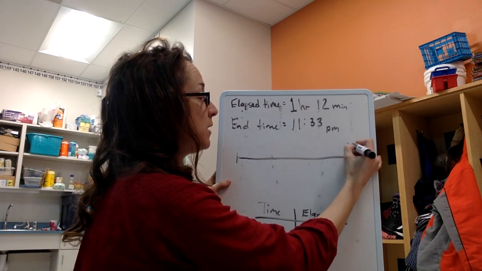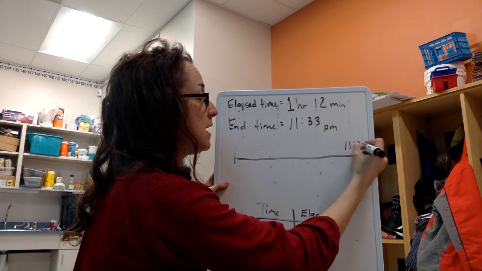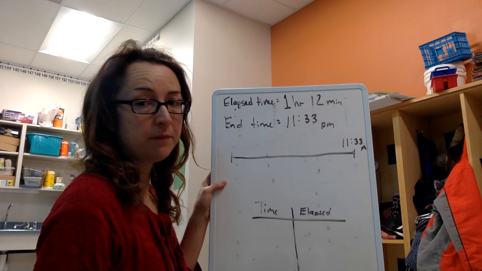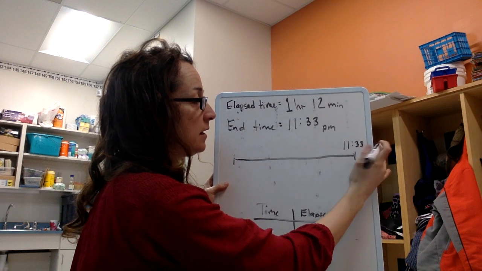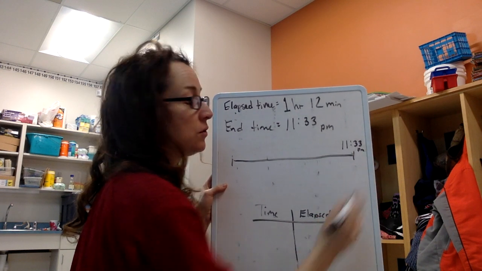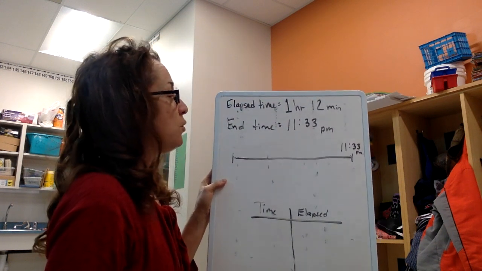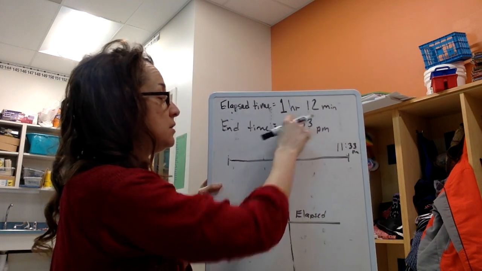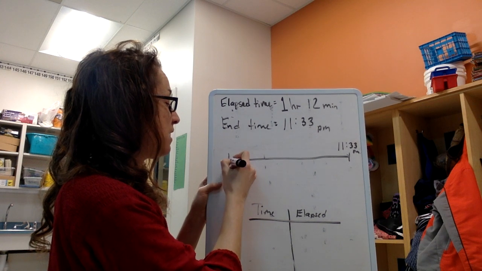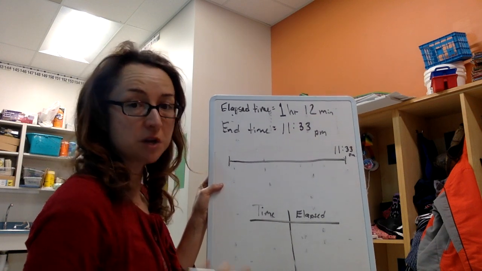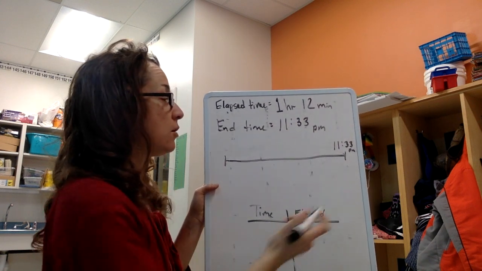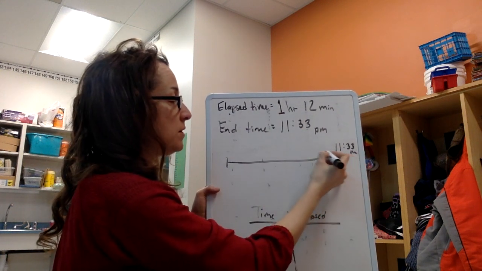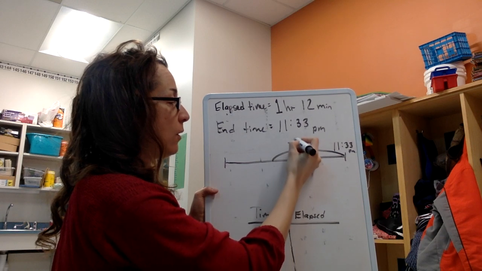When I'm using my number line, I'm going to put my end time at the end, 11:33 p.m. That looks a little bit messy down at the end here, but I know you know it's p.m. And I'm going to find my elapsed time, which is right here, in order to calculate my start time. So I know I need to go backwards. So I'm going to start with my hours, okay? I'm going to go backwards 1 hour.